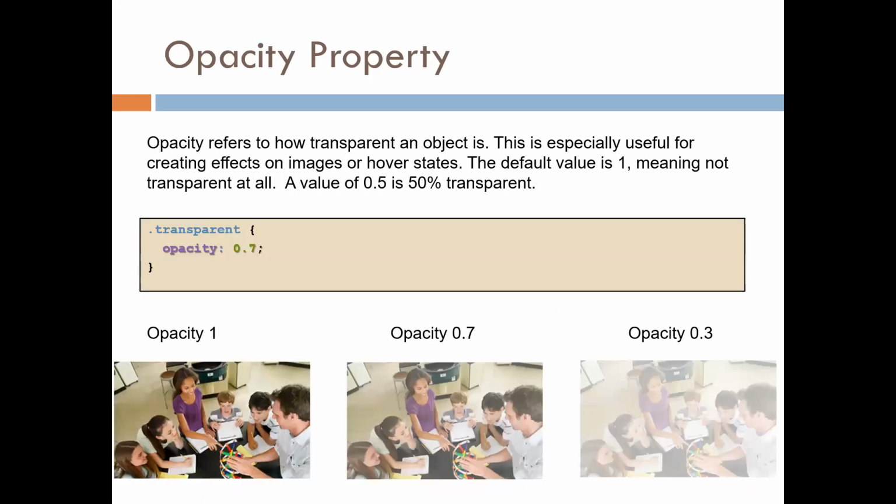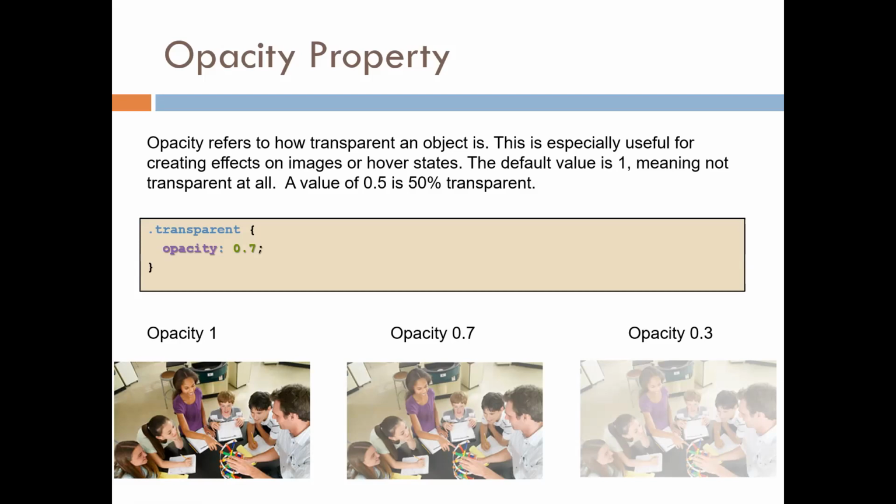Okay, let's look at some more. Opacity. Opacity refers to how transparent an object is. This is especially helpful when we are creating hover effects, either on images or on text. The default value is 1, meaning that it's completely opaque, not transparent at all. A value of 0.5 is 50% transparent.